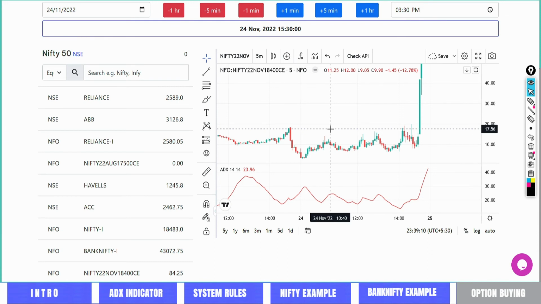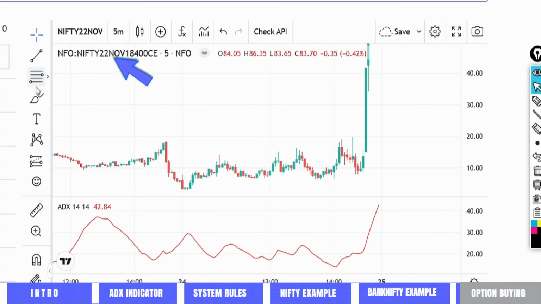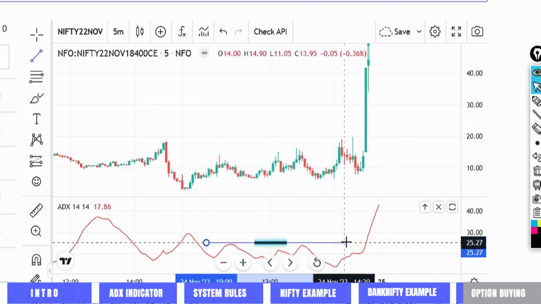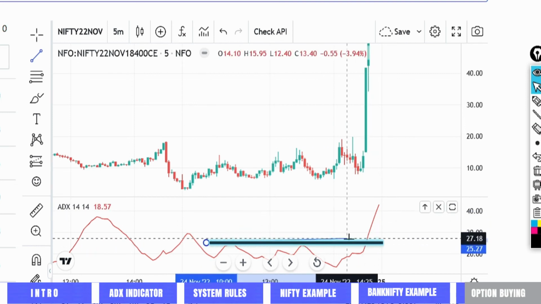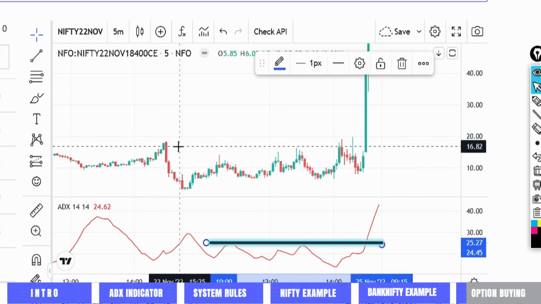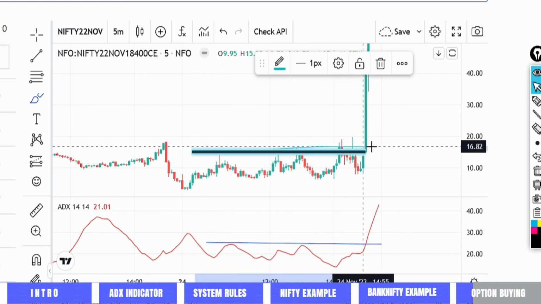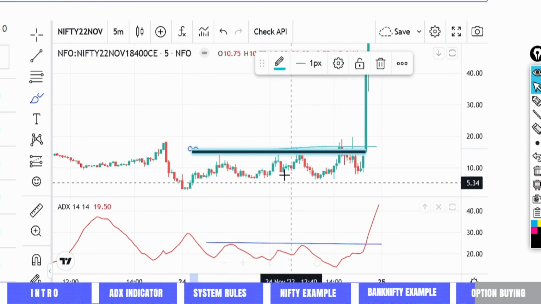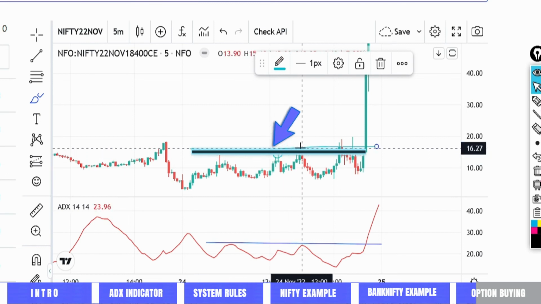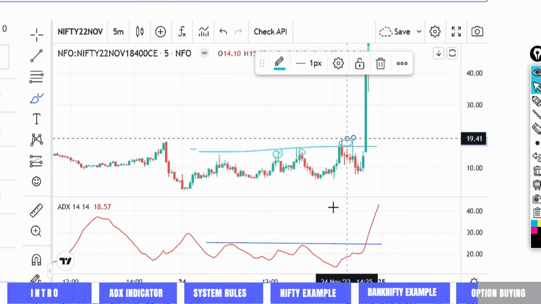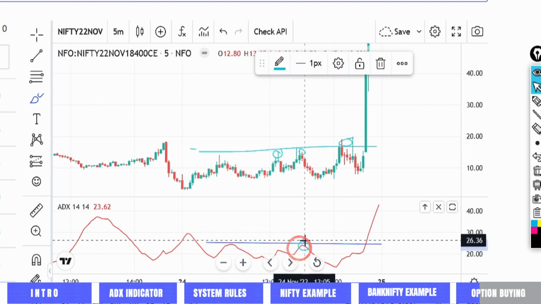As I said, I use ADX especially for doing buying of options. So I'm showing you the 18,400 call on a 5-minute time frame. Let me again make the 25 level, which is somewhere here. And now let us see if we could have taken this breakout trade or not. If we try to make a line here, the resistance line of the option, we can see that every time the option was coming to its resistance line, it was not able to break it because the ADX was not there. So ADX was not supporting it.